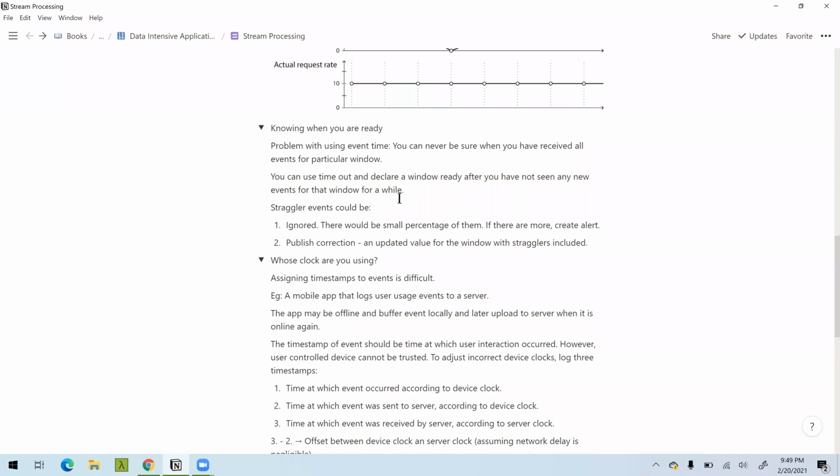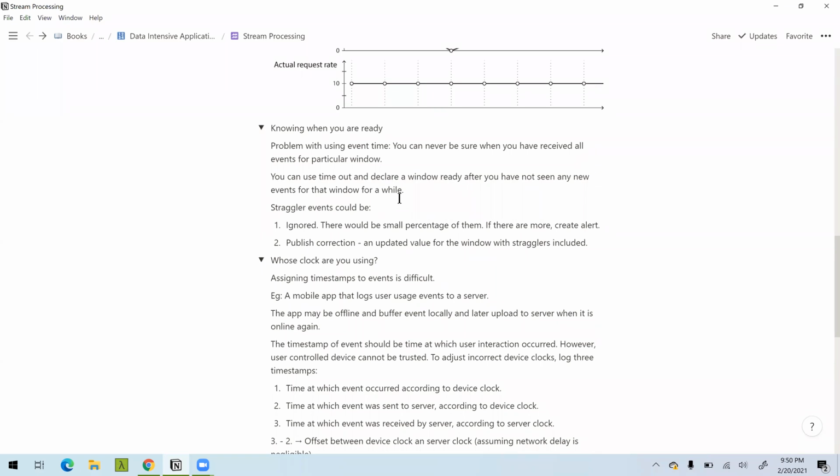The user made these interactions. Now, to find the timestamp of the event, if I'm using my mobile's local timestamp, then the problem is that my mobile's local timestamp could be incorrect, right? And if it is incorrect, I could be sending events with the wrong timestamp to the server. And I cannot directly use the timestamp of the server itself, because my app can go offline.